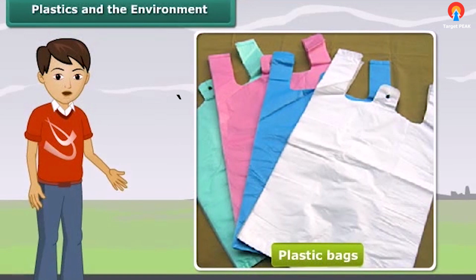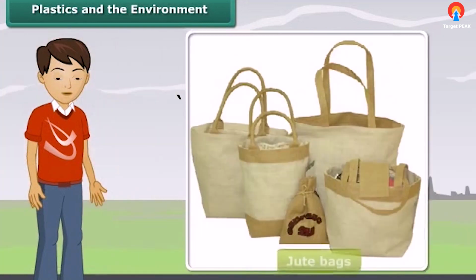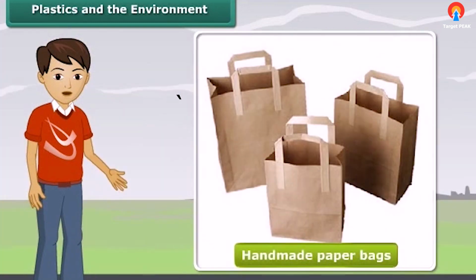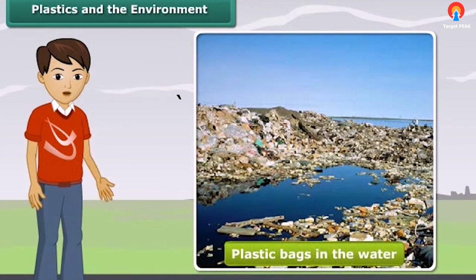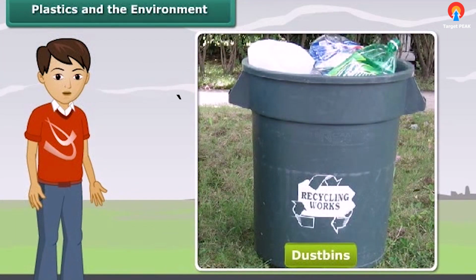There are a number of steps that we can take as environmentally conscious citizens so as to safeguard our environment from the growing menace of plastics. We can replace plastic shopping bags with jute bags or handmade paper bags. Instead of littering everywhere, particularly on roads, we should put the plastic objects in the dustbins marked as non-biodegradable, thus segregating them from the biodegradable wastes.